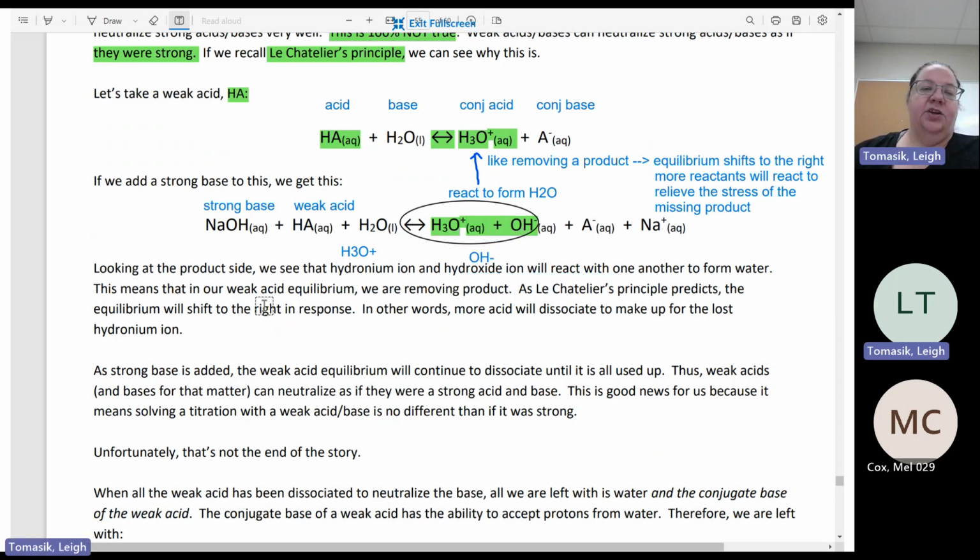This means that in our weak acid equilibrium, we are removing product. As Le Chatelier's principle predicts, the equilibrium will shift to the right in response. In other words, more acid will dissociate. Dissociate is a word that means to break up into ions, to make up for the lost hydronium ion. As a strong base is added, the weak acid equilibrium will continue to dissociate until it is all used up.